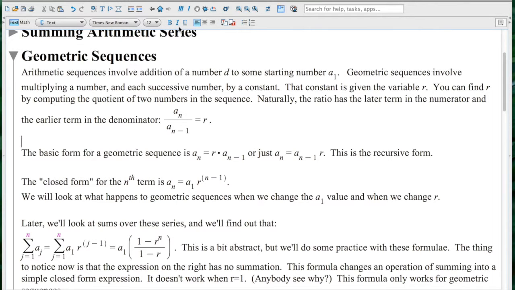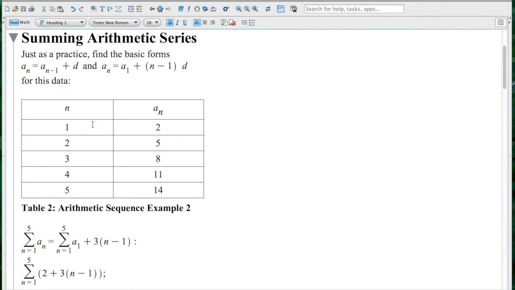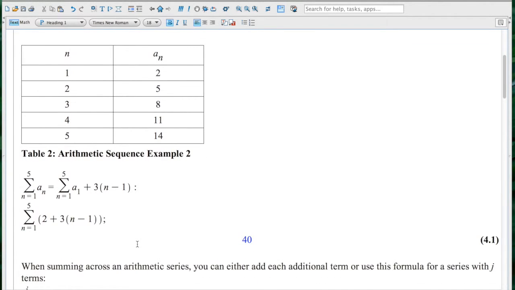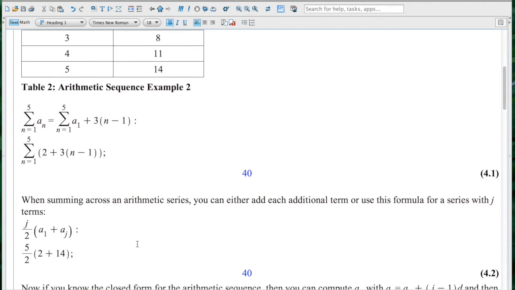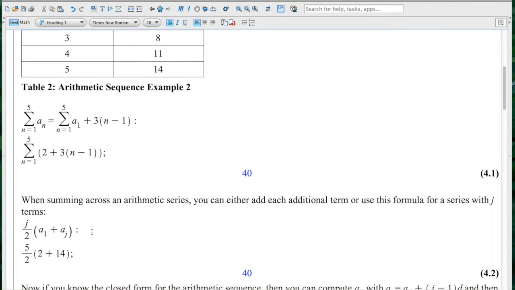All right, next we're going to talk about summing over geometric sequences, so geometric series. Like we talked about arithmetic sequences, summing over them, they have a nice closed form, which I'll go back to. We learned that if you sum across an arithmetic sequence, you get this handy equation, and this one only works for arithmetic series where you're adding a constant to a prior number.